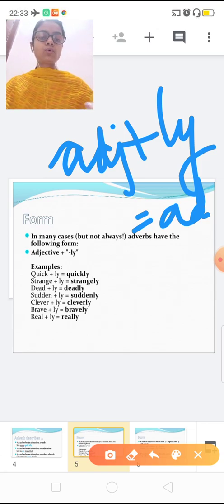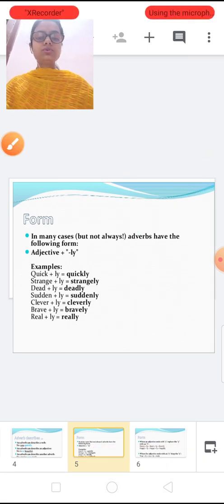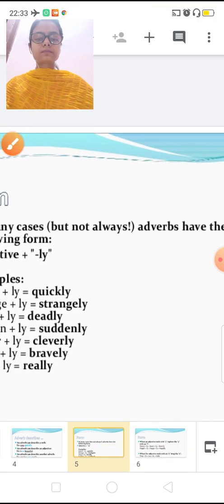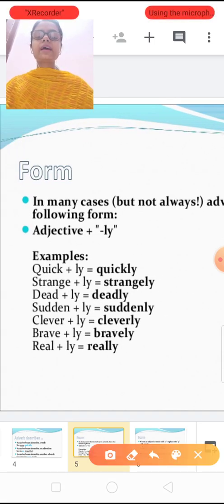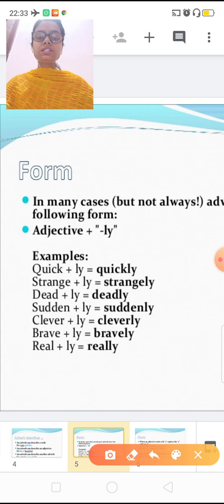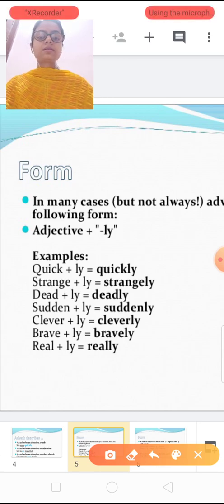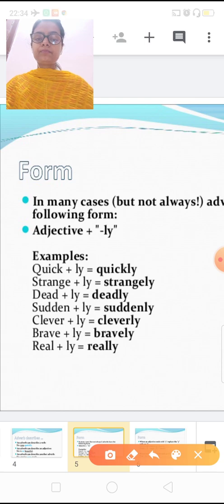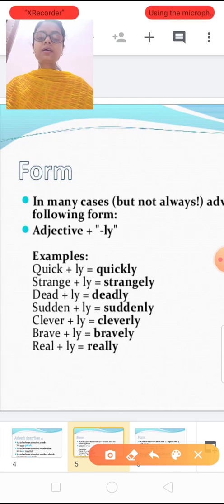Now, what is an adjective? Quick. I'll show you here. We have quick, strange, dead, sudden, clever, brave, real. By adding ly to all, we can make adverbs. So what do they become? Quick becomes quickly, strange becomes strangely, dead becomes deadly, sudden becomes suddenly, clever becomes cleverly, brave becomes bravely, and real becomes really.